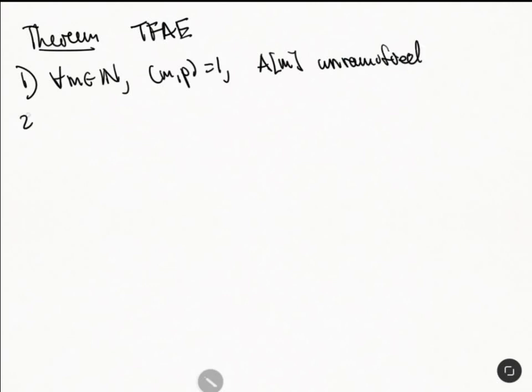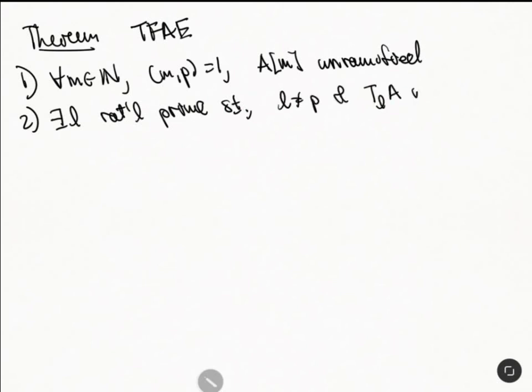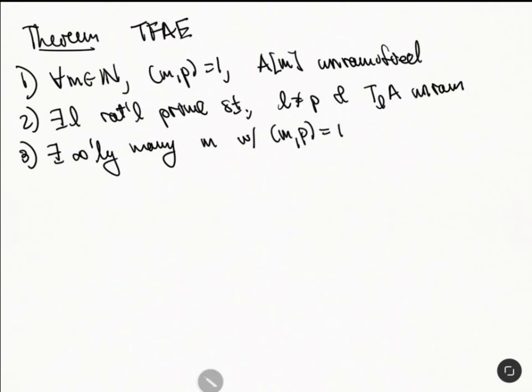Okay, and now I'm going to do some progressively weaker things. So this is saying that there exists an l, which is a rational prime, l not equal to p, such that the inverse limit, the Tate module at l, is unramified. The third thing is that there exist infinitely many m coprime to p such that A[m] is unramified.